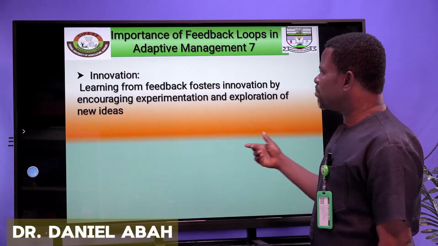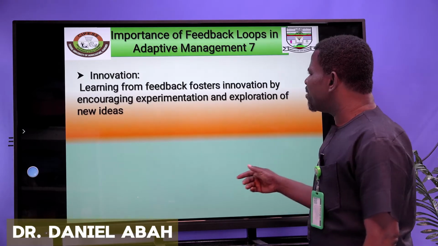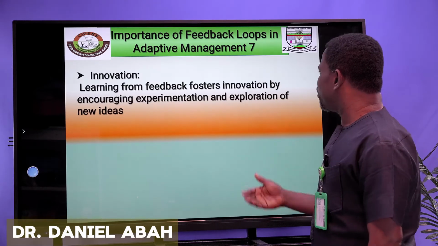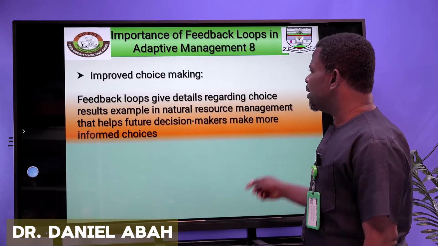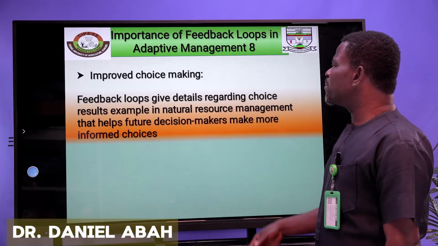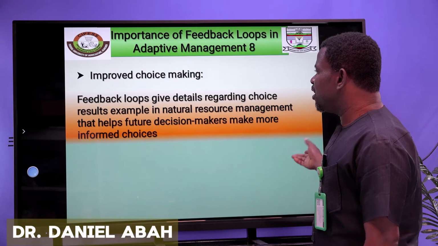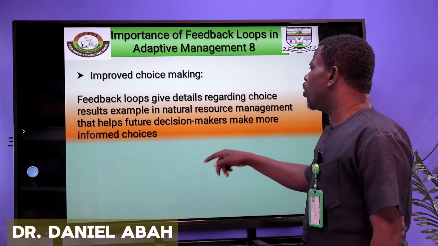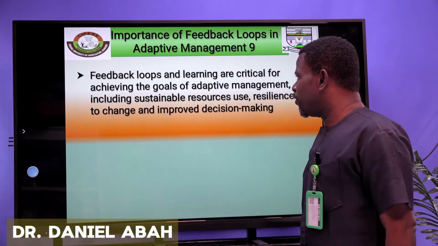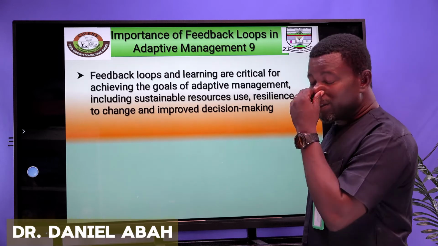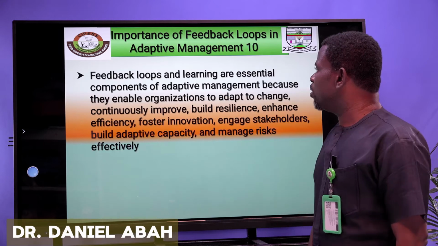Enhance adaptability. Innovation: learning from feedback fosters innovation by encouraging experimentation and exploration of new ideas. Innovations, you exploit them, you implement them. Improve decision making: the feedback loop gives detail regarding the results of choices, for example in natural resource management, that help future decision makers make more informed choices. Feedback loops and learning are critical for achieving the goals of adaptive management, including sustainable resource use, resilience to changes, and improved decision making.